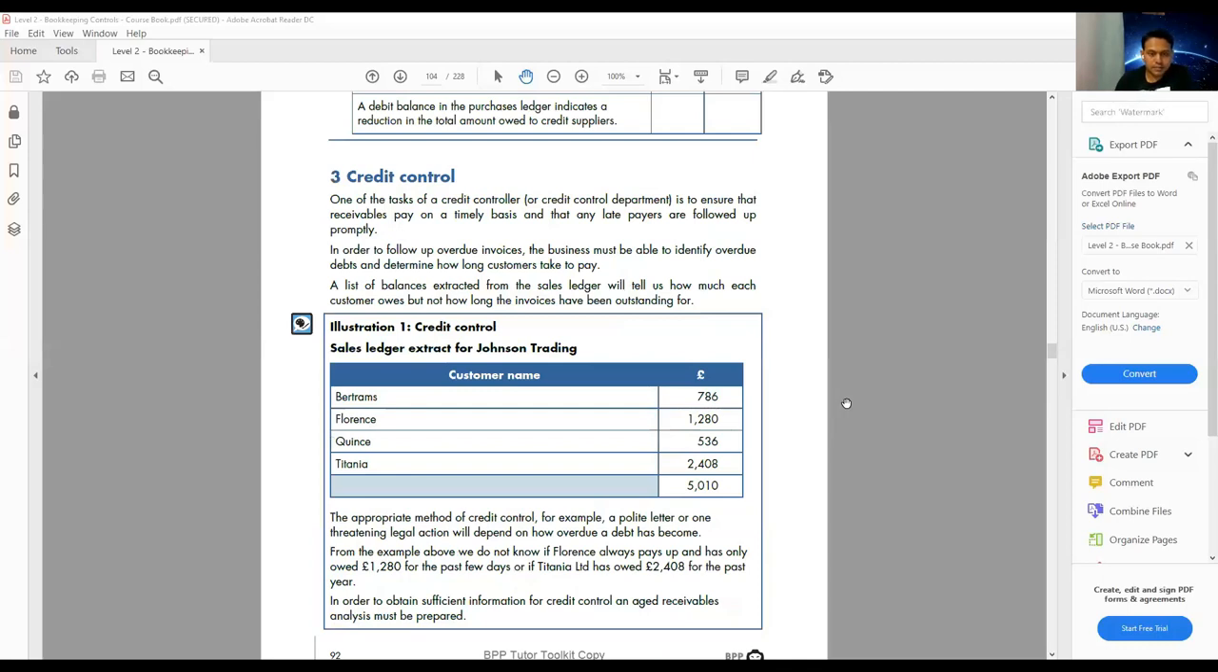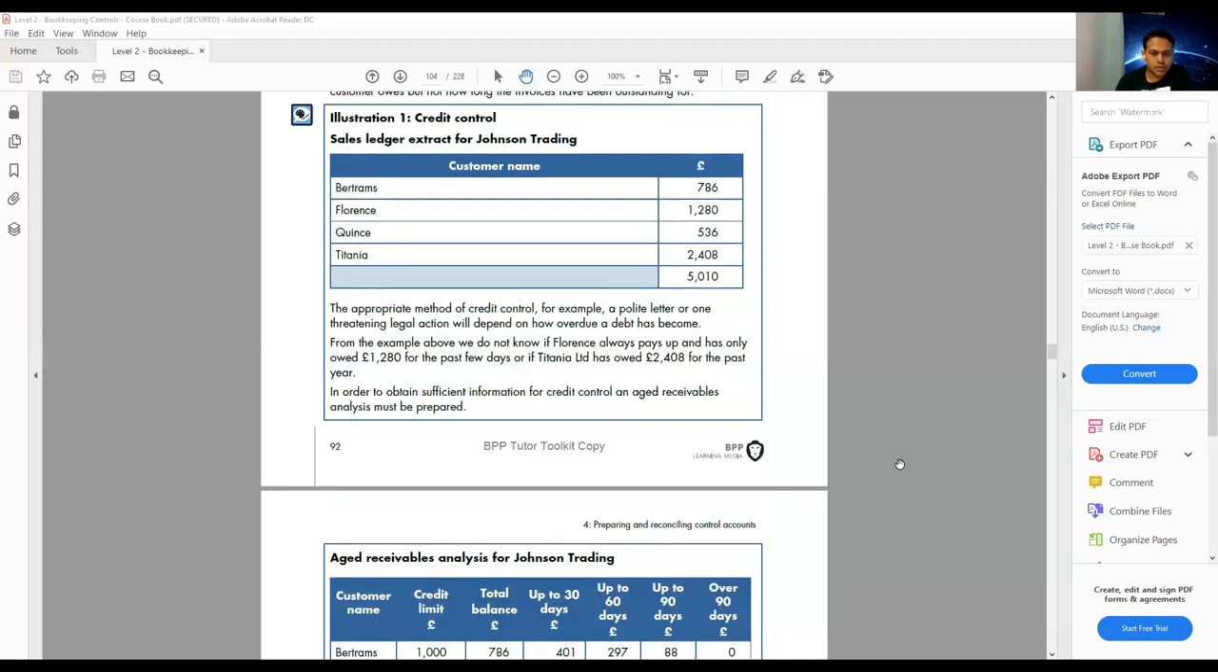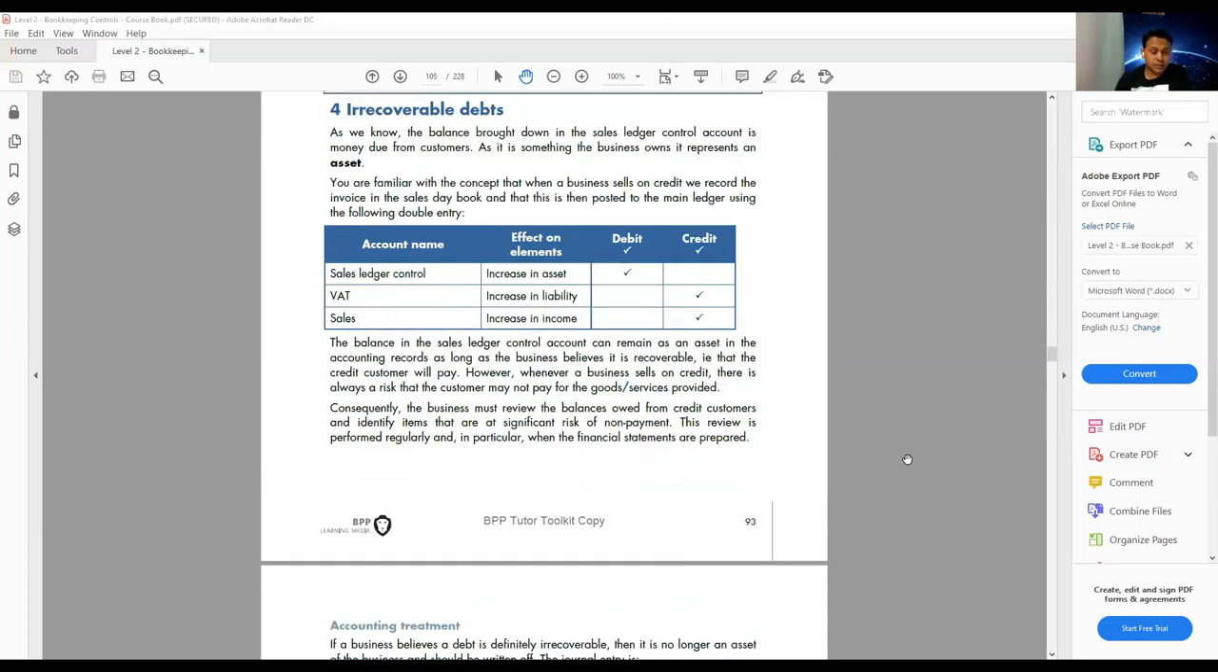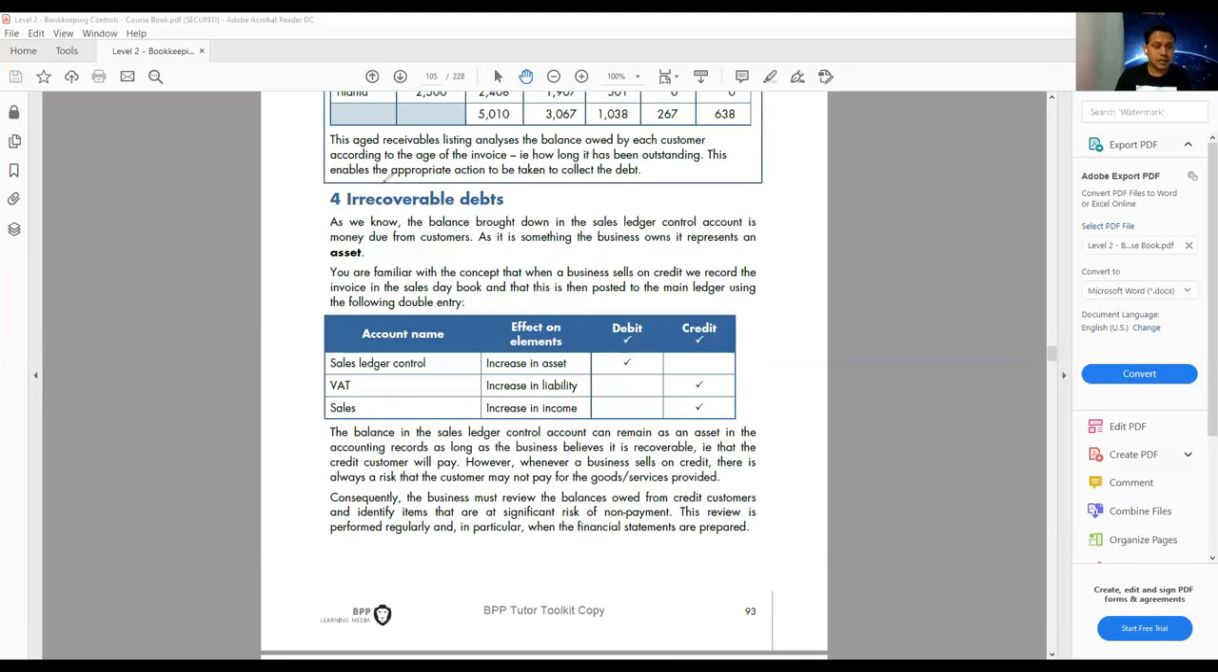Okay. So, that is the credit control. Okay, let's talk about the irrecoverable debt. So let me tell you what is irrecoverable debt. Now this word may be new for some of you, irrecoverable debt. Now what is irrecoverable debt? Let me explain to you in a minute.